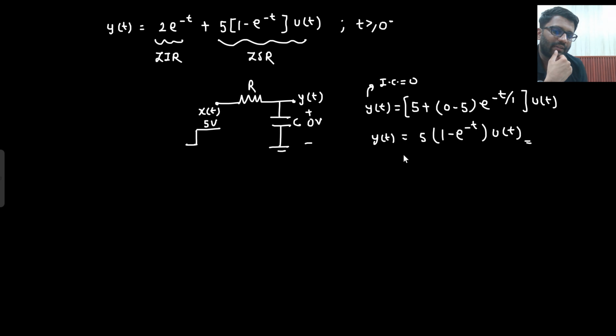There is nothing wrong in this expression considering the initial condition is 0. So this is the y(t) you are having, and that's why it is known as zero state response, considering the initial condition equals 0. So this is known as zero state response and this is your zero input response. What is the meaning of that?